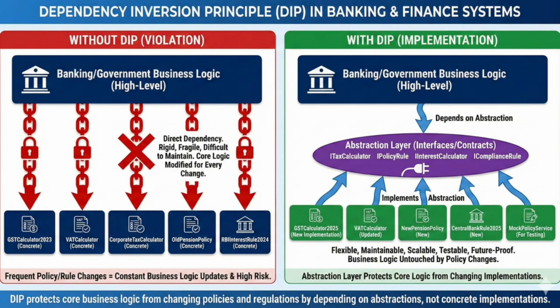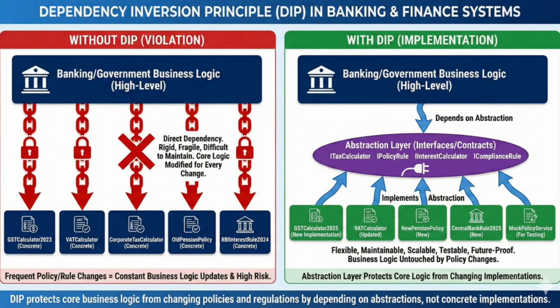Instead, we define abstractions like IInterestCalculator, IComplianceRule, ICreditScoreEvaluator, etc. Business modules depend only on these abstractions. Implementations such as RBI Interest Rule 2024, Central Bank Rule 2025, or New Credit Policy Calculator can evolve independently without disturbing business layers. This makes enterprise finance applications extremely robust and regulatory friendly.